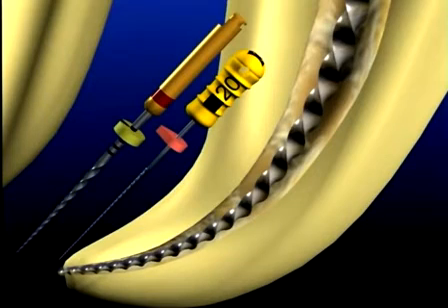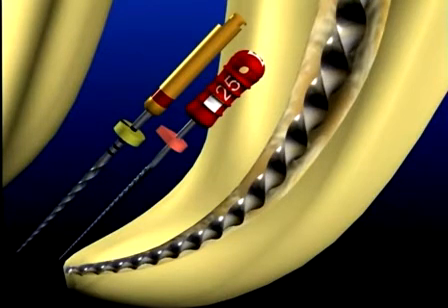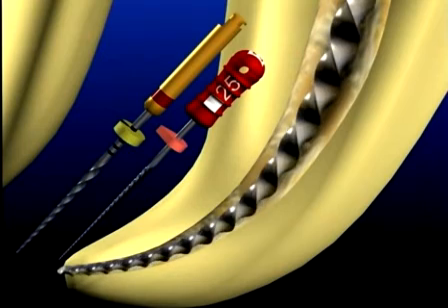Finisher number 2 is a 25 at D0 and it has an 8% taper. Following its use, gauge the foramen with a 25 hand file. If the hand file is snug at length, the case is ready to pack. If the hand file is loose, proceed immediately to Finisher 3.